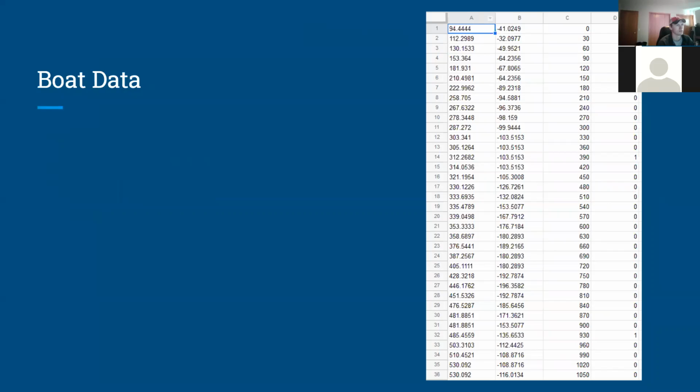So the image that we see here is just a little sample of the data that we used for our boat location. Column A right here is the X coordinates that we sampled using those MATLAB scripts. Column B is our Y coordinates, C is the certain time that we sampled the X and Y coordinate, and D is the type of fish that we caught.